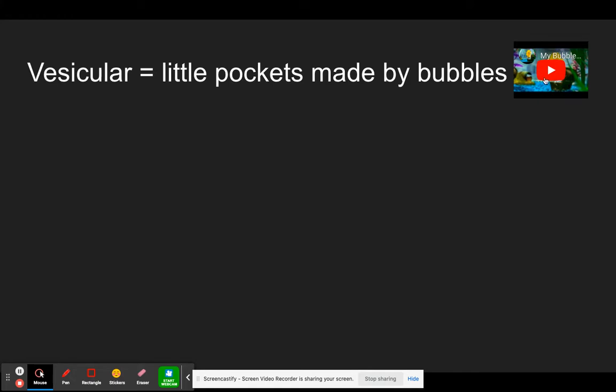Again, you can watch this little clip from Finding Nemo. I like it. It talks about bubbles, but it's not important. So we're going to move on.